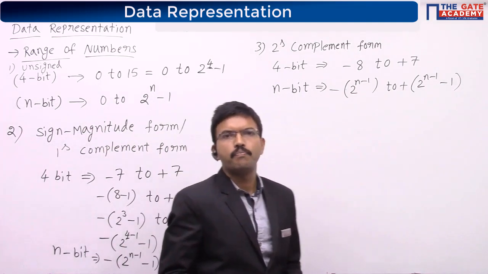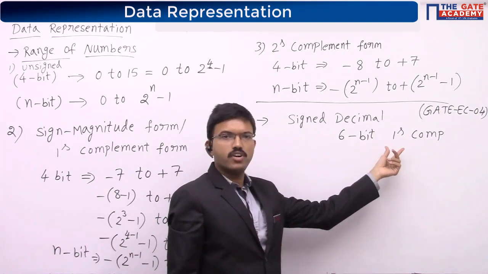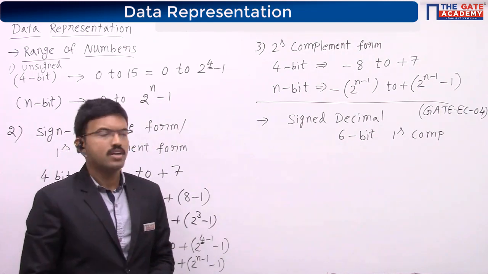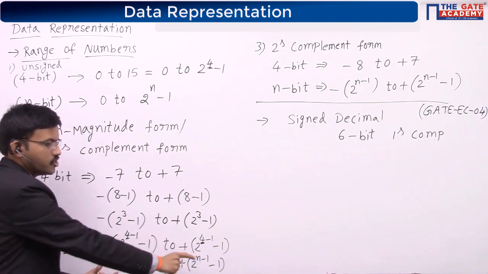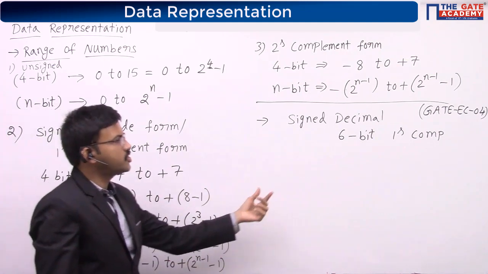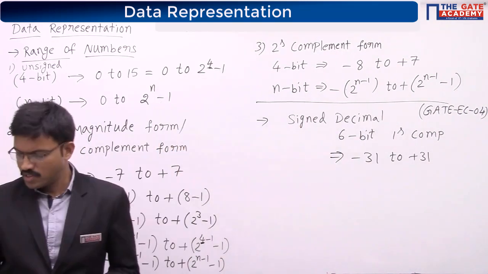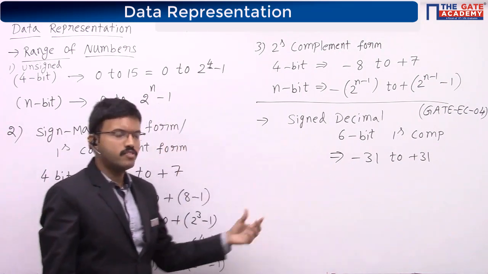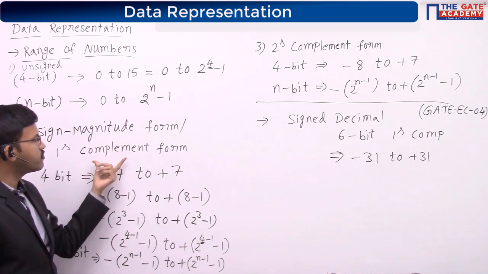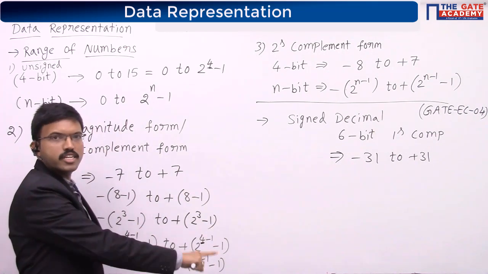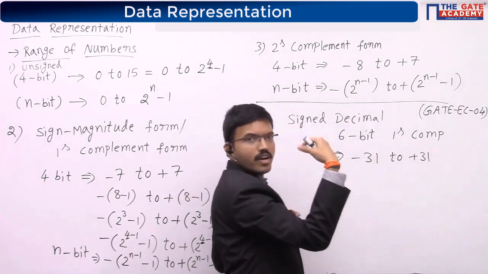Write down the question. The range of signed decimal numbers that can be represented by a 6-bit 1's complement number is? See here, for sign magnitude form or 1's complement form, we are having the same range. The range formula is the same, so substitute n value 6 here. You will get the range minus 31 to plus 31. For 1's complement form, you have to use this particular range formula. Either for sign magnitude or 1's complement, you are having the same range formula. Whereas for 2's complement, you are getting one negative value extra.